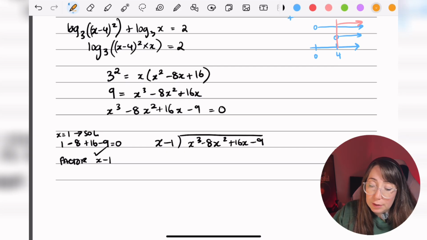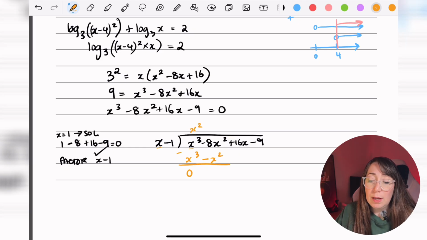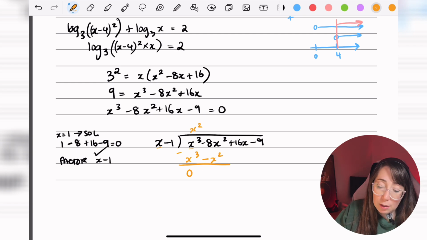I'm just going to use a different color just for a little bit of contrast. So we're thinking about x goes into x cubed, x squared times, and then I can multiply that out. So x squared times x is x cubed, x squared times negative 1 is going to be negative x squared. Subtract the two, you should get 0 for this value, and then negative 8x squared minus minus, so plus x squared, will be negative 7x squared. Bring down the next term, and we do it again.